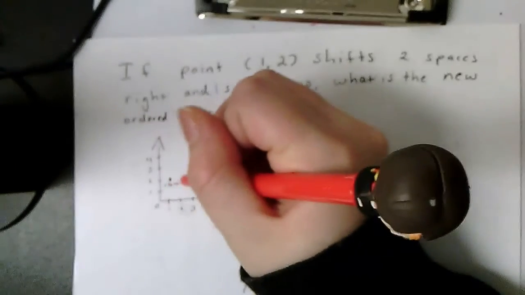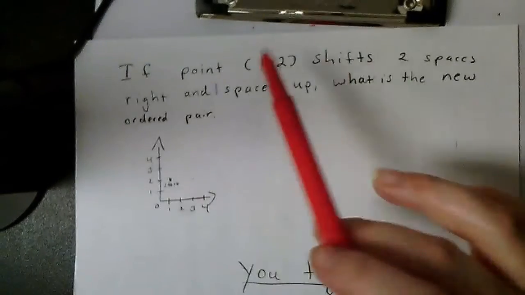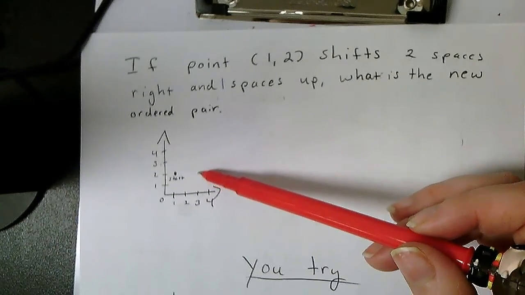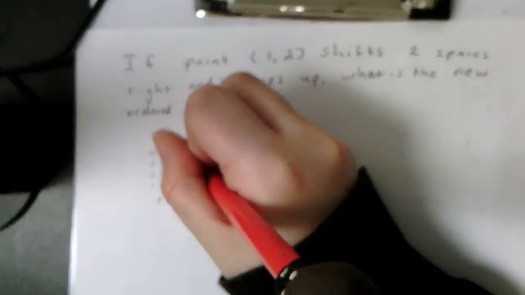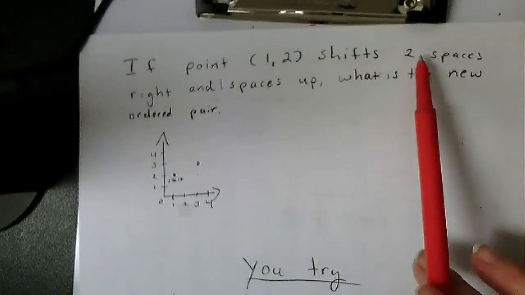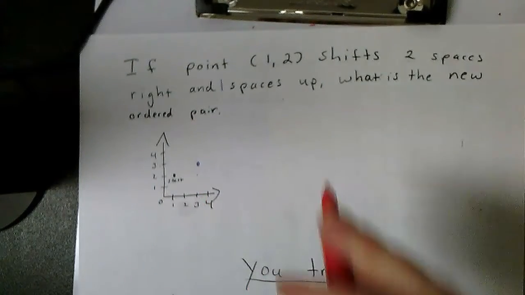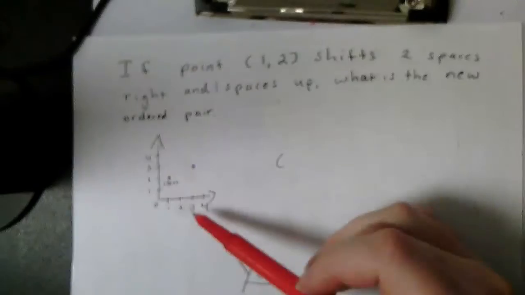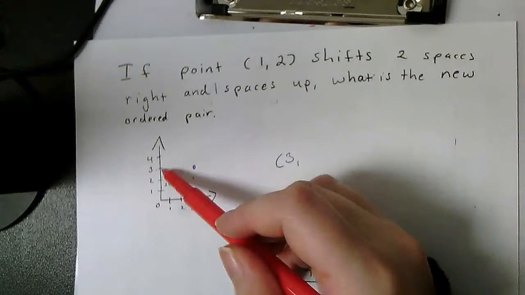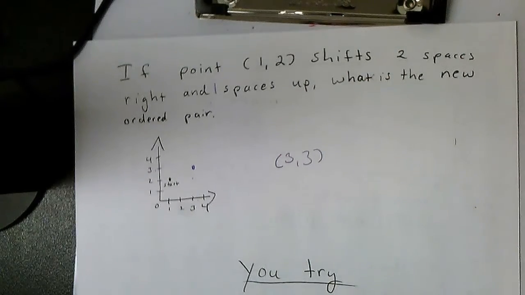So if I'm moving 2 spaces right, that would be at 3, but I'm not done just yet because I still need to move 1 space up. So now I need to move 1 space up from this new space I just got to, and then I can plot my new point. I'm going to check my answer real fast just to make sure I'm correct. So I'm moving 2 spaces right and 1 space up, which gives me the new ordered pair over 3, so to the right 3 and up 3 as well. So (3, 3) would be our new ordered pair or our answer.